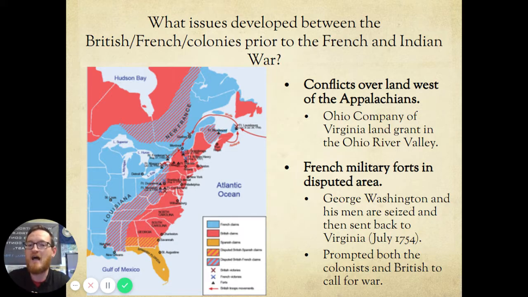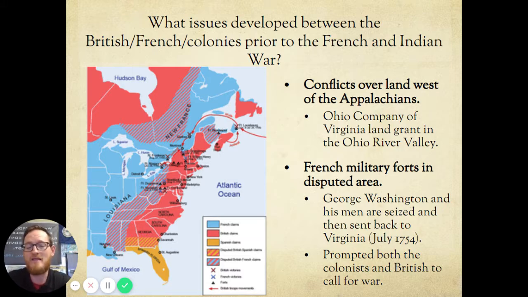One of the earliest conflicts to happen as part of the 7 Years' War here in the colonies would be when George Washington and a group of his men are sent from Virginia to seize French military forts in the Ohio River Valley. Now, George Washington would not have success in this. Actually, he and all of his men would be captured, and they would eventually be returned by the French to the Virginia colonies.